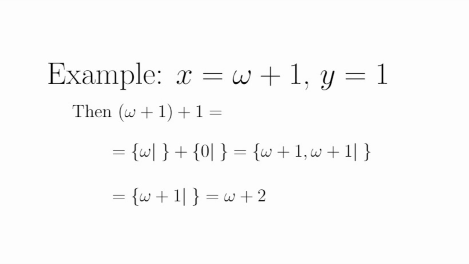For the right part, I add x to every element in yr, but yr is empty, so there's nothing to add. The same goes when adding y to the elements in xr. Since xr is empty, there is nothing to add. So the right part of our sum is just the empty set. This form represents the surreal number omega plus 2, so it worked.